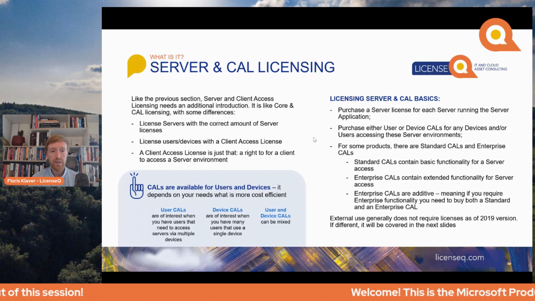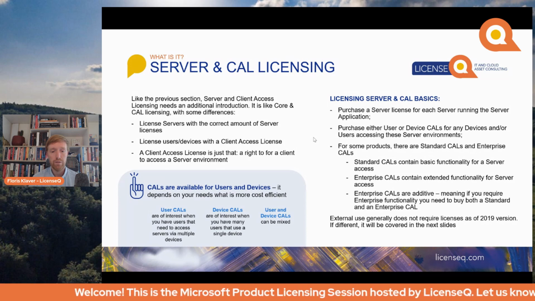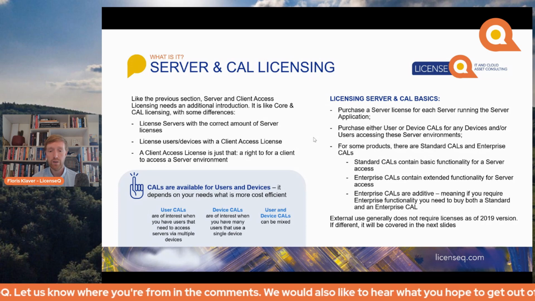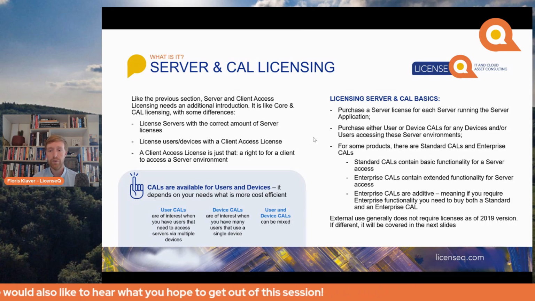Server and client access licensing have the same user and device CAL availability, and you can obviously mix these as well. So how do you do this? You purchase a server license for each server running a server application. You purchase either user or device CALs for any devices and/or users that are accessing the server environments.